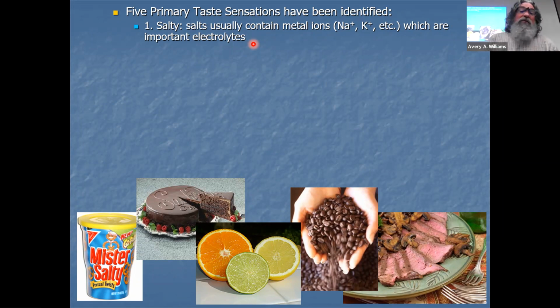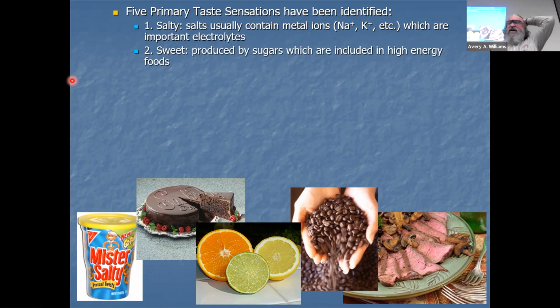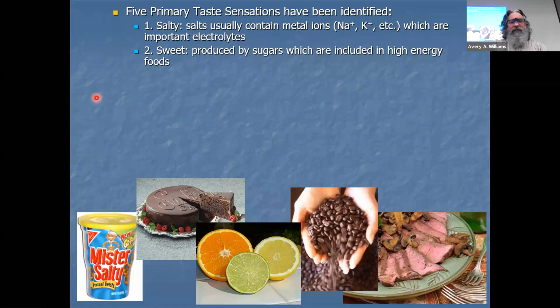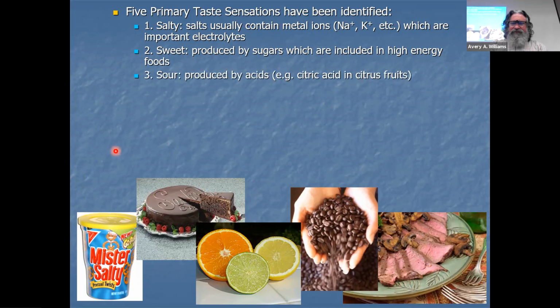Anyway, so salty, so you can detect salt. Sweet, that's a second primary taste sensation. Of course, sweetness is produced by sugars, which are included in high energy foods, like a chocolate cake. Everybody knows that, right?